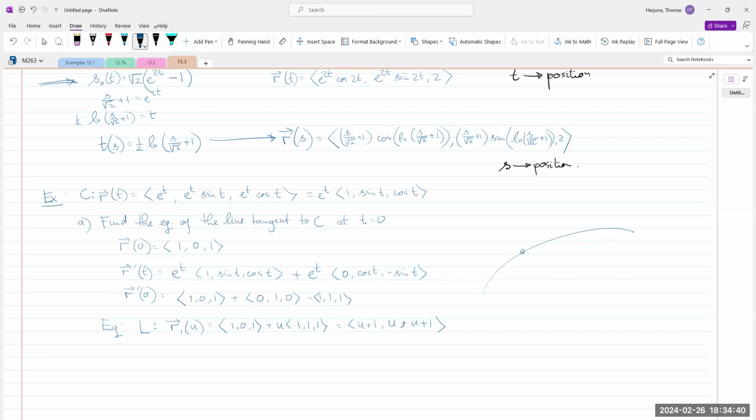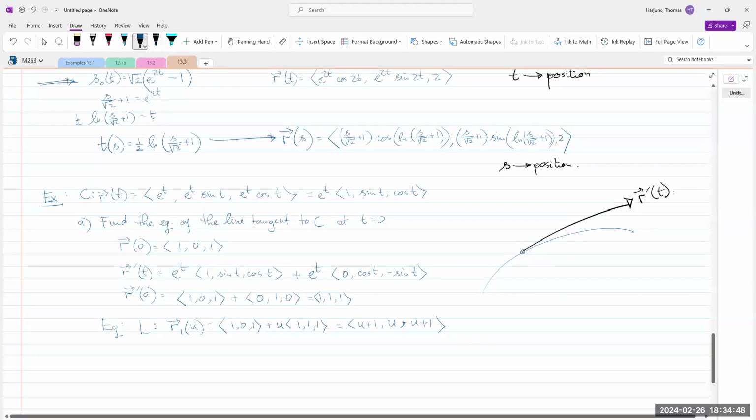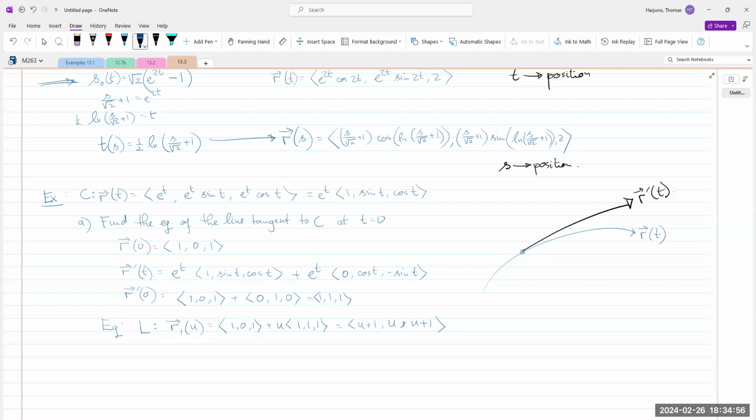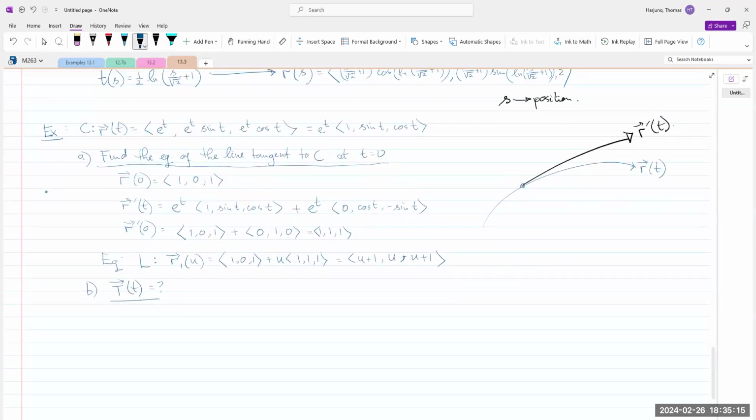At that point, you have the vector. This is R prime t, while this is the R(t). Okay, next, how about the unit tangent vector? That's R prime t divided by its own length, right? So let's first find out the length of R prime t.